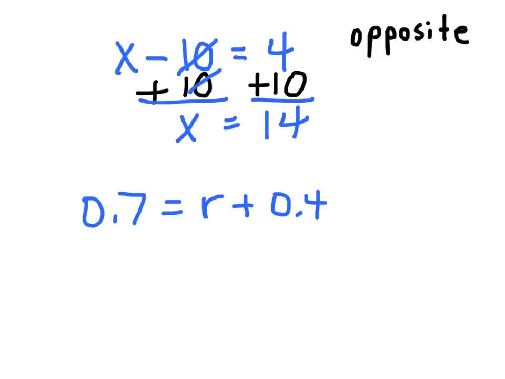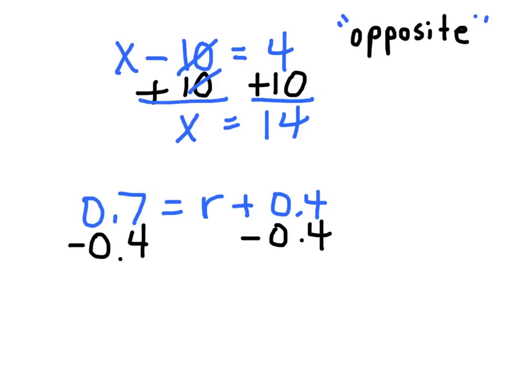All right, the next equation. R is our variable, and 0.4 is being added. So we're going to do the opposite. What would be the opposite of adding 0.4? That's right, it'd be subtracting 0.4. So I'll subtract 0.4 from both sides of the equation to keep it balanced.